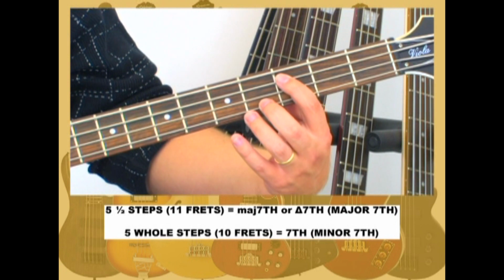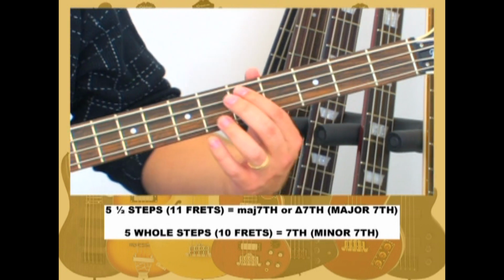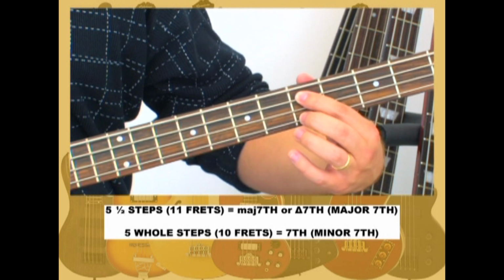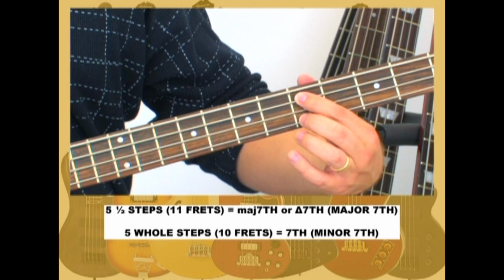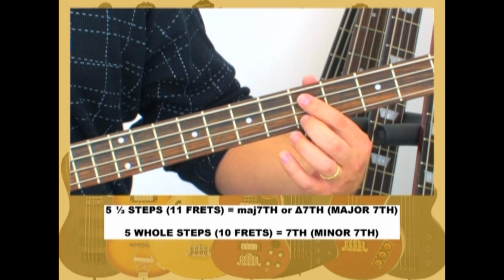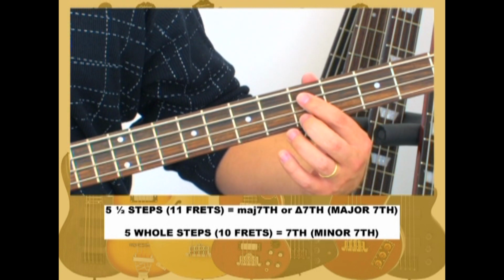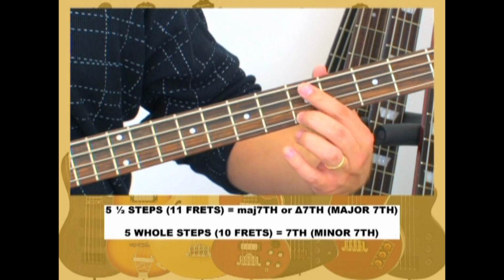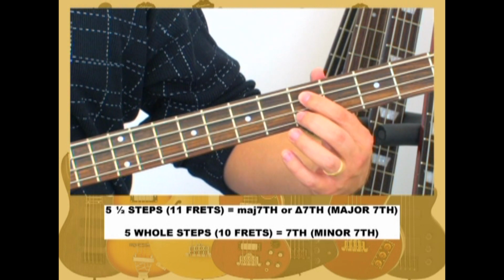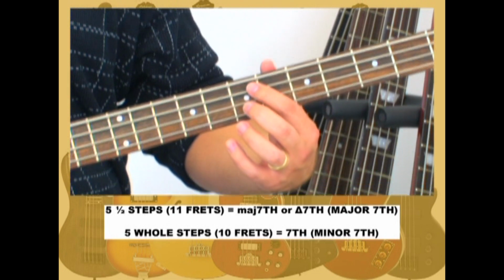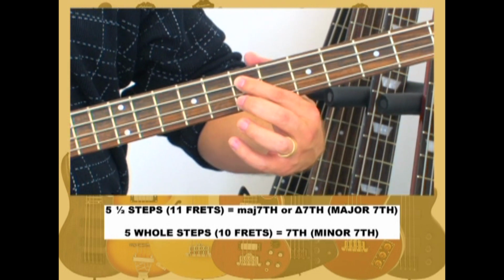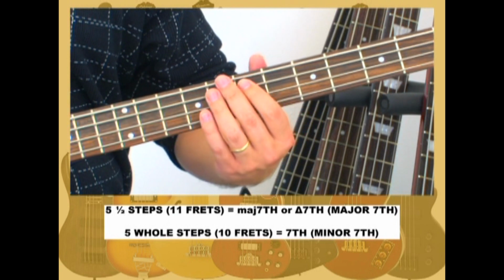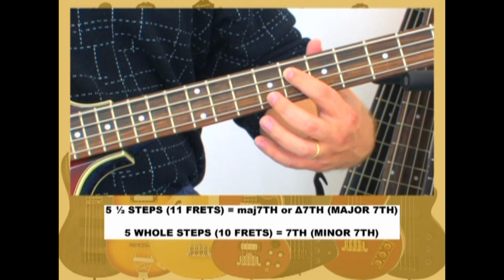When we move to the 2nd scale note, the D note, and play the 7th scale note above it, C, the distance is only 5 steps, or 10 frets. This is called a minor 7th interval, or simply a 7th interval. E to D is another minor 7th interval. F to E is a major 7th interval.